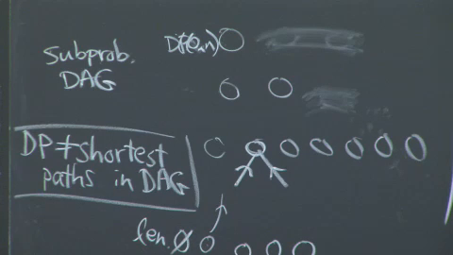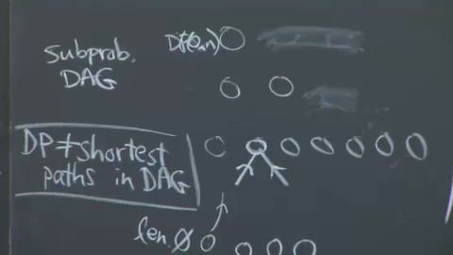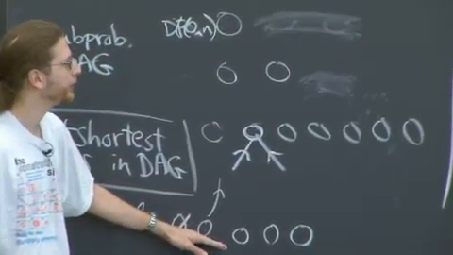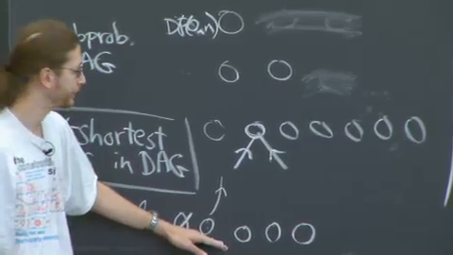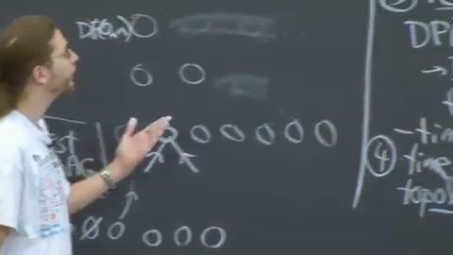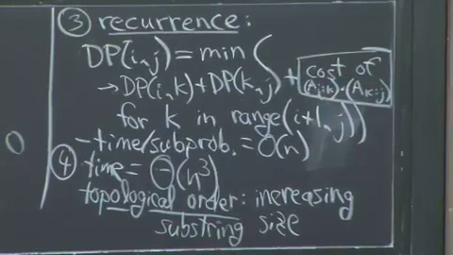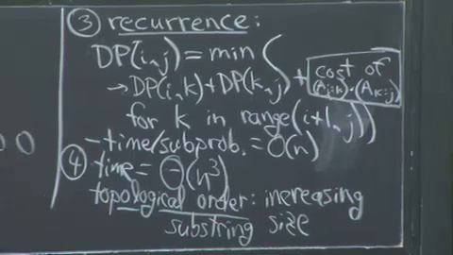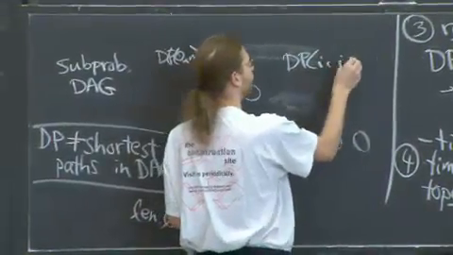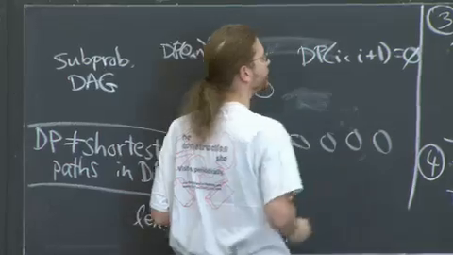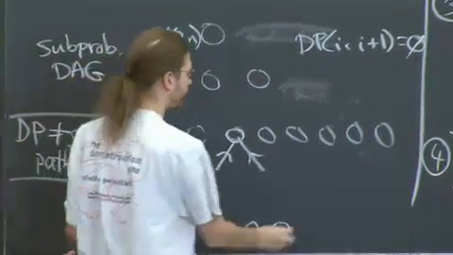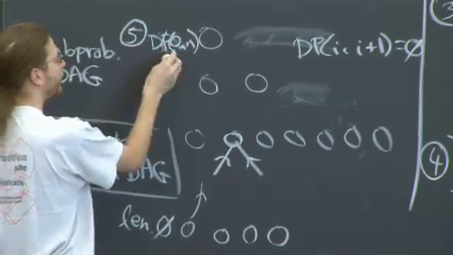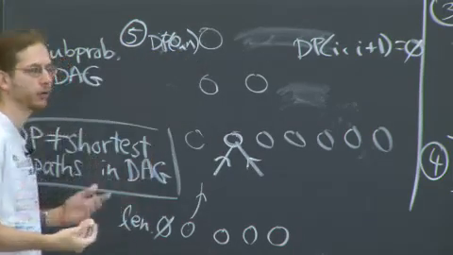OK, some other things I forgot to do. I didn't specify the base case. The base case for that recurrence is when your string is of length 0 or even of length 1. Because when it's length 1, there's only one matrix. There's no multiplication to do. And so the cost is 0. So you have something like dp of i, i plus 1 equals 0. That's the base case. And then step 5. Step 5 is what's the overall problem I want to solve, and that's just dp of 0, n. That's the whole string.